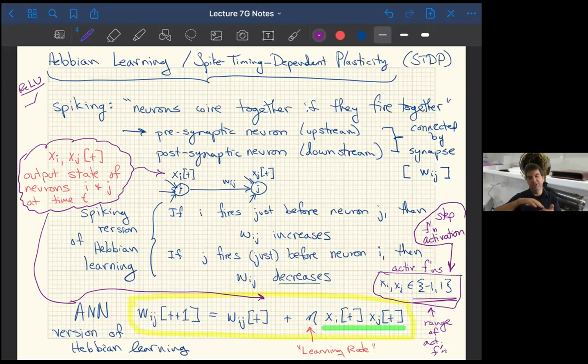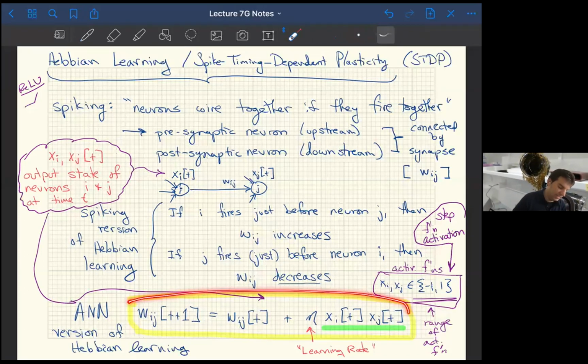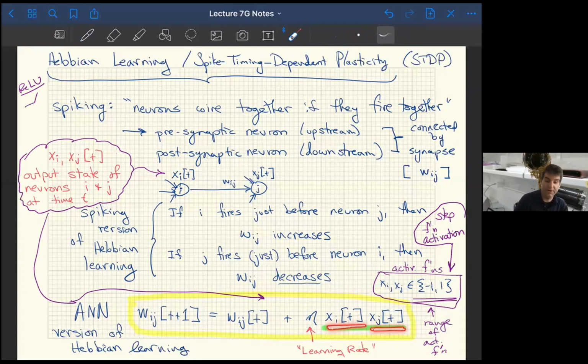But certainly you could generalize this Hebbian update rule to take on continuous outputs as well, in which case, if this is very positive and this is also very positive, then their weight is going to increase.